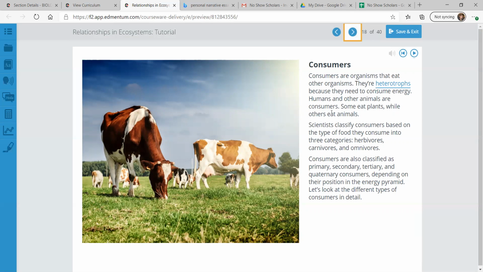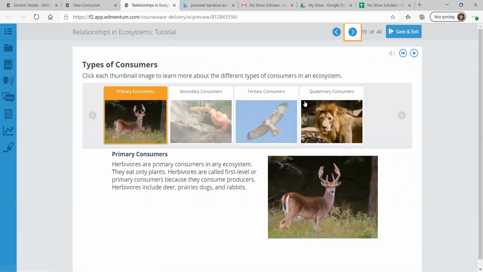Scientists classify consumers based on the type of food they consume. And that's broken down into three categories: herbivores, carnivores, and omnivores. They are also classified as primary, secondary, tertiary, and quaternary consumers, depending on their position in the pyramid. And then we can look at those in detail too.